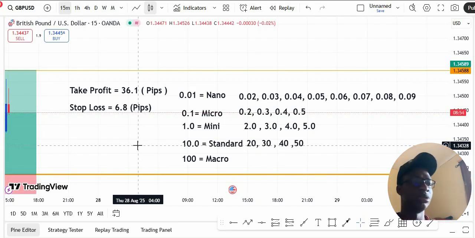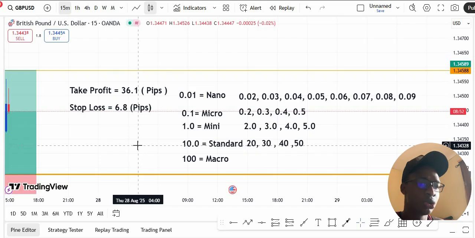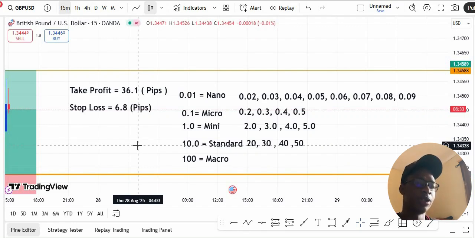You understand what I'm saying? So the 0.2 is going to be $2, 1 pip, $2. 1 pip is going to be giving you what? $2. If you are using the 0.3, 1 pip is going to be disbursing what? $3. 0.4, 1 pip is going to be disbursing what? $4. 0.5, 1 pip is going to be disbursing what? $5. Up to 0.9, which is going to be 1 pip, $9.